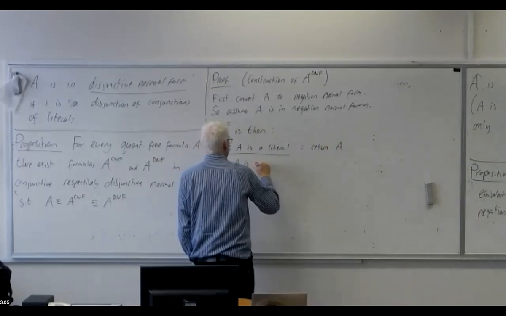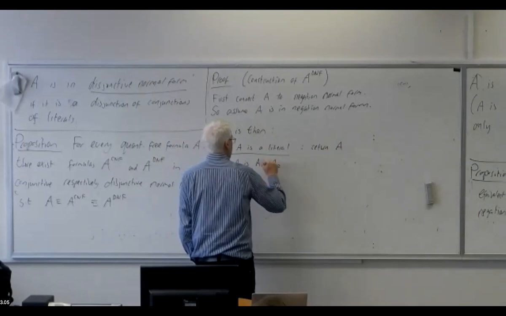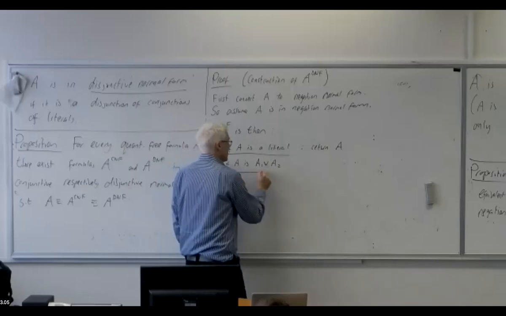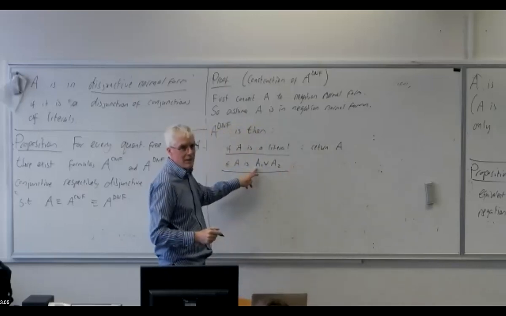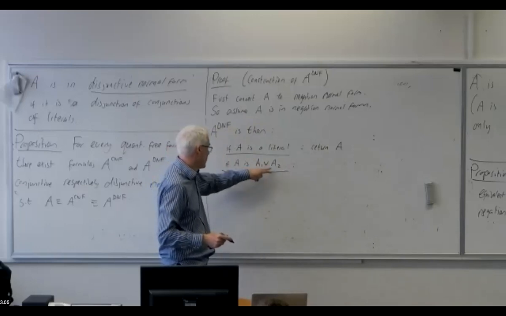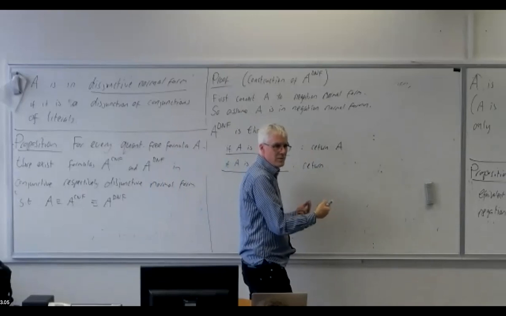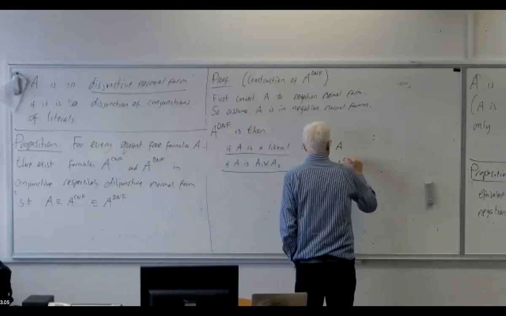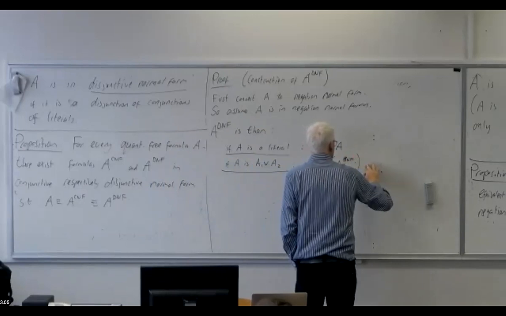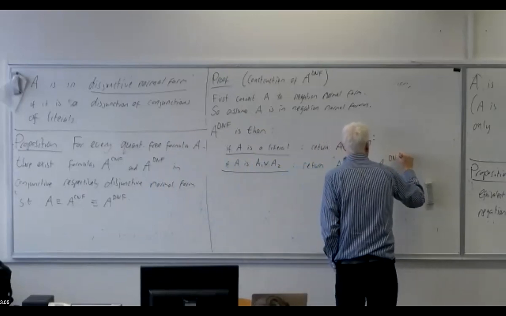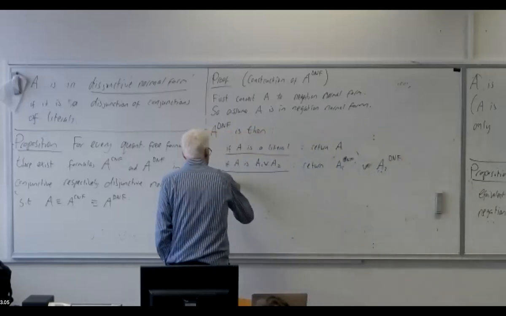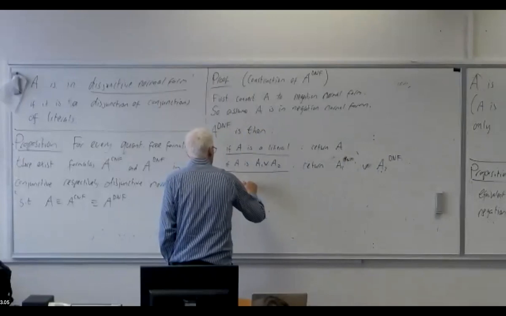So if A is A1 or A2, hang on, we're converting to disjunctive normal form, so let's do the easier case first, which is if it's a disjunction. Then we recursively compute the disjunctive normal forms of A1 and A2, and we simply return the disjunction of those, which is still in disjunctive normal form, because the outermost connective needs to be an OR. So the third case is the interesting one. That's if A is a conjunction.